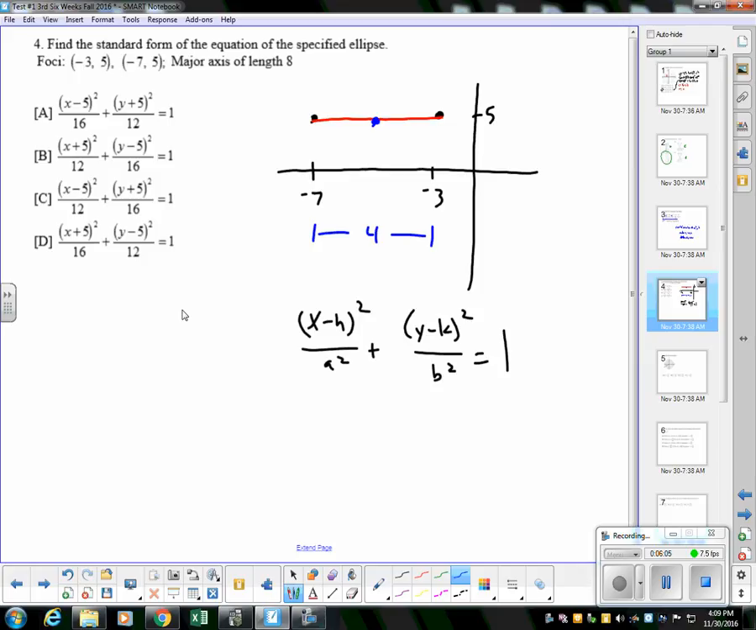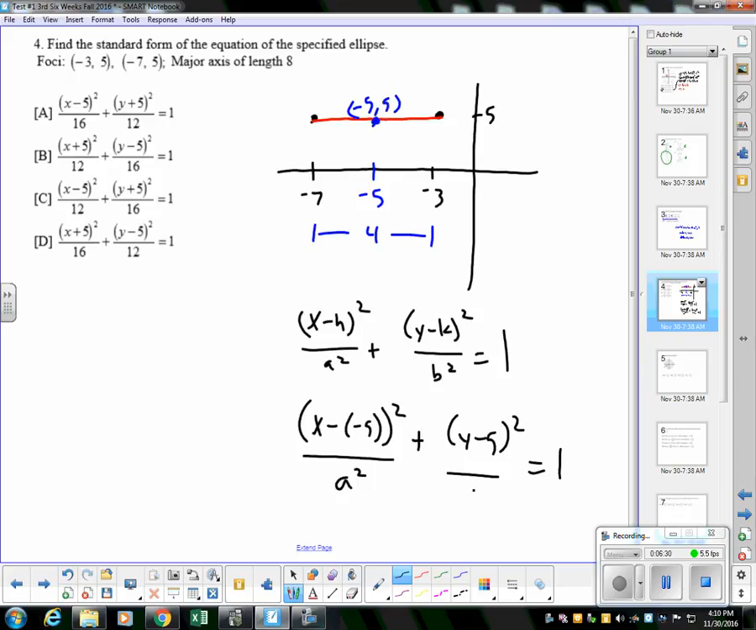Moreover, let's finish the center point. That means that the center must lie at negative 5, 5. The center must lie at the point negative 5, 5. Which means then that what I have is x minus negative 5 squared plus y minus 5 squared, all of that over a squared and b squared. Now we got to figure out what a and b are.